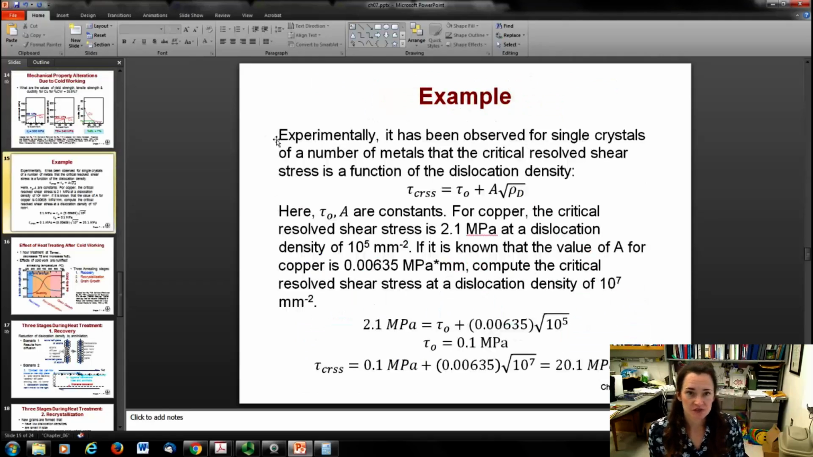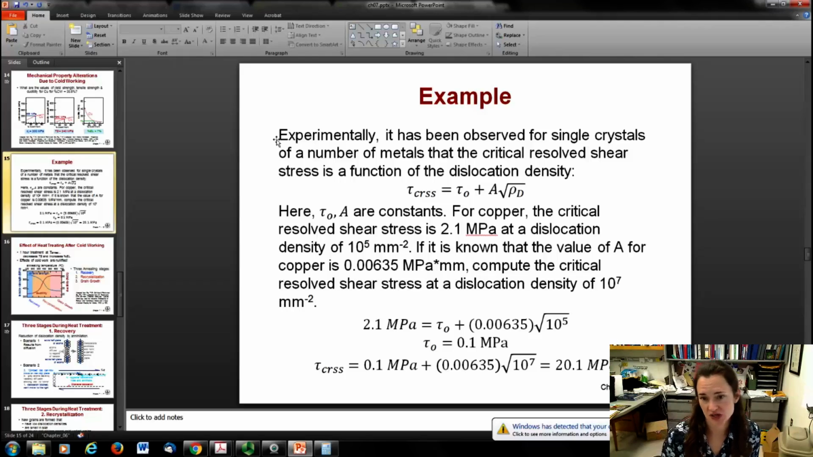Okay, so here's another example for you. Experimentally, it's been observed for single crystals of a number of metals that the critically resolved shear stress is a function of the dislocation density. So here, the critically resolved shear stress is equal to a constant tau naught plus another constant A times the root of the dislocation density. So for copper, the critically resolved shear stress is 2.1 megapascals at a dislocation density of 10 to the 5th inverse millimeter squared. If it's known that the value for A is 0.00635 megapascals times millimeters, compute the critically resolved shear stress at a dislocation density of 10 to the 7th inverse millimeter squared.